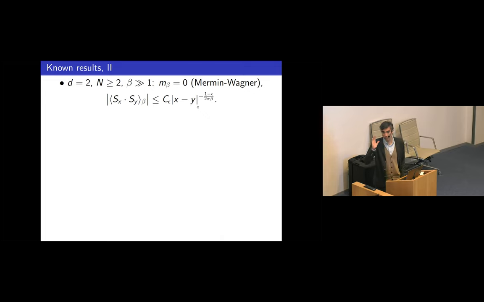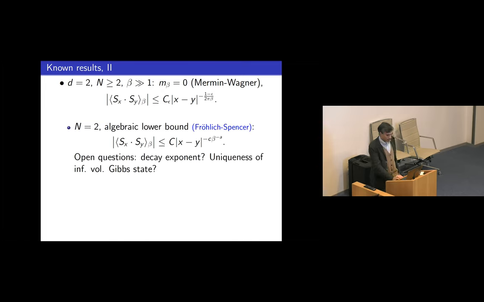Remember, for beta small, the decay is exponential. For beta large, simple estimates that I reviewed yesterday and today in the mini course provide this upper bound. This upper bound is not necessarily optimal, and actually one believes it is not for n equal 3 or more. In n equal 2, there is an algebraic lower bound.